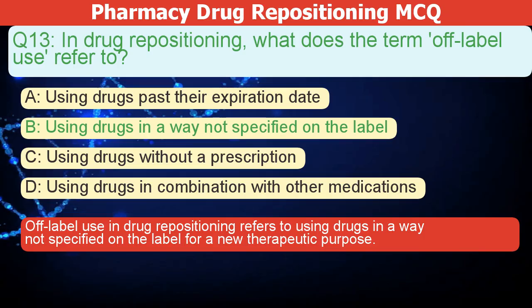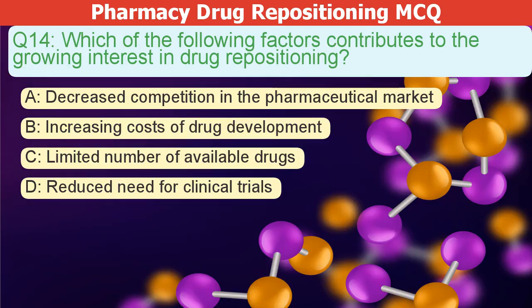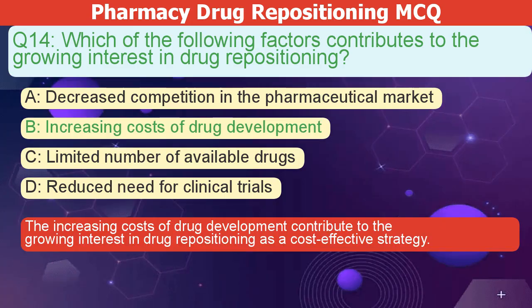Which of the following factors contributes to the growing interest in drug repositioning? A. Decreased competition in the pharmaceutical market. B. Increasing costs of drug development. C. Limited number of available drugs. D. Reduced need for clinical trials. The correct answer is B. The increasing costs of drug development contribute to the growing interest in drug repositioning as a cost-effective strategy.